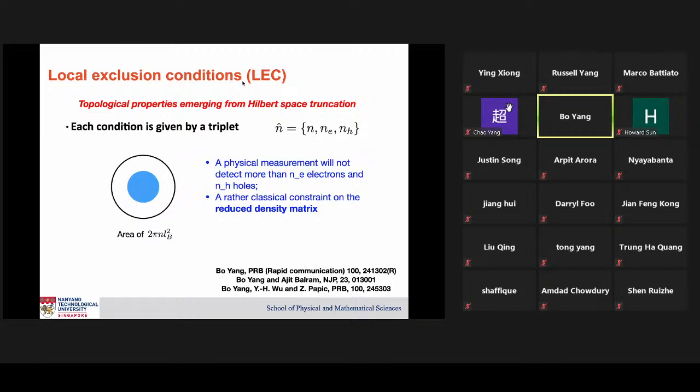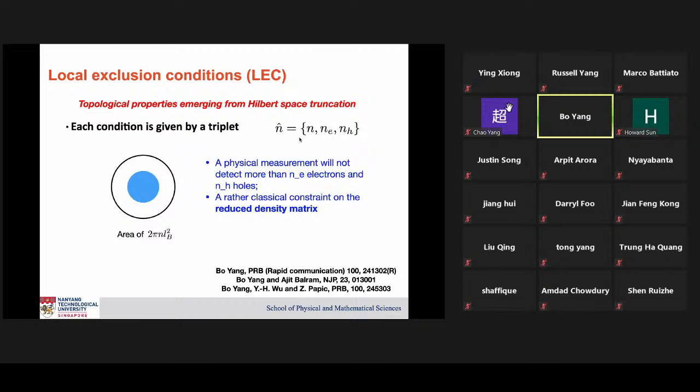This is particularly useful if you have never really studied fractional quantum Hall before, because fractional quantum Hall requires a lot of background knowledge and different approaches in understanding it. But this LEC can be arguably the simplest way for us to understand the fractional quantum Hall effect in a very general picture. Okay, so the LEC is defined by a triplet of integers.